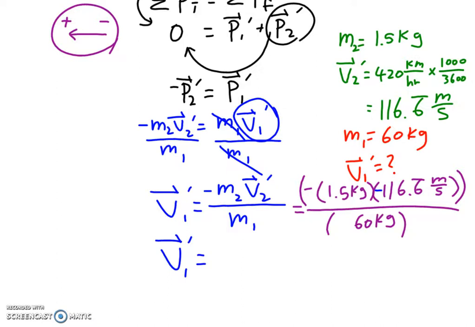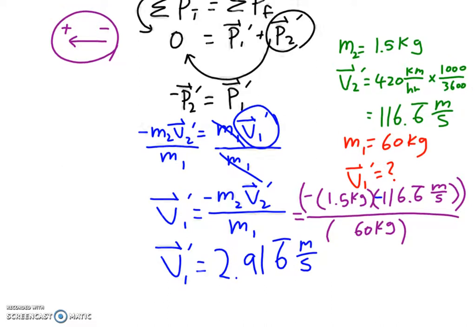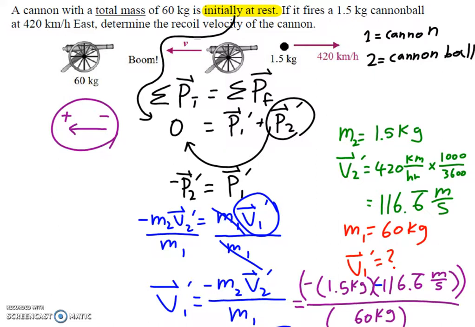1.5 times the previous answer, divided by 60. You will definitely get a smaller number. It's actually a little bit of a nasty number: 2.916666 and so on. Now sometimes you can do a little concept check as a double-checking method, to see whether you're on the right track or not.